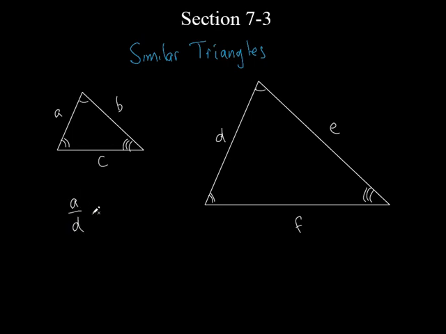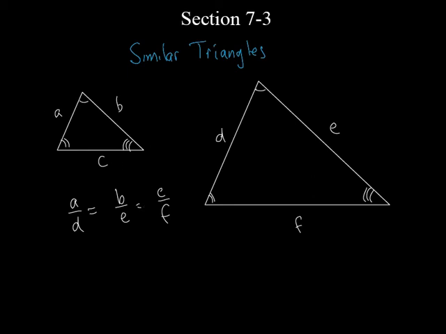So I could say A over D needs to equal B over E equals C over F. So I had to show all those things. That's 6 things, isn't it? 3 angles and 3 different ratios. So I had to show 6 different things in order to say that these were similar triangles.